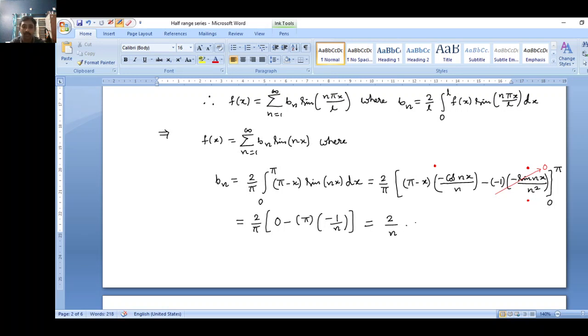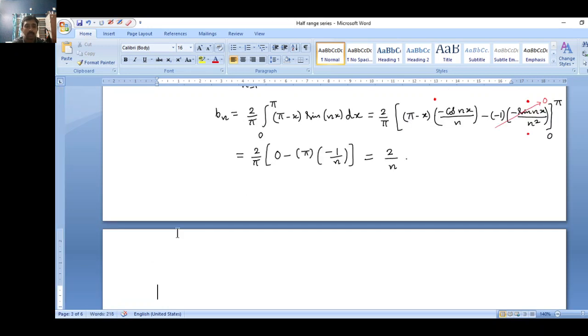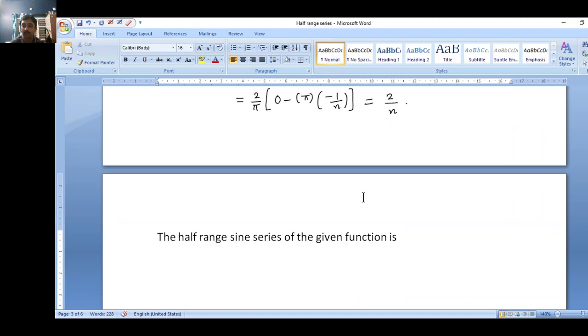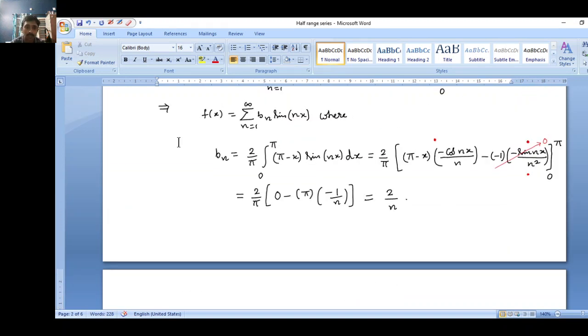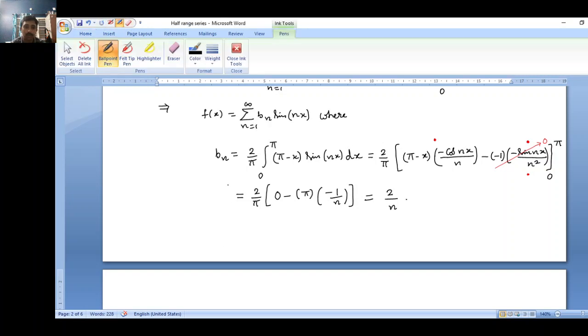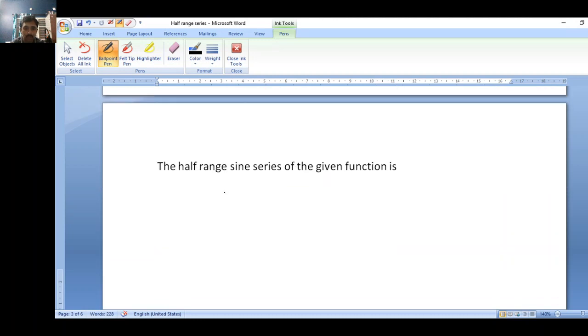Correct? So this is what is Bn, and once we have got the Bn, we would simply conclude that the half range sine series of the given function is, what will this be? As we have written here, f of x is simply sigma bn sin nx. So accordingly, now this will turn out to be f of x, and because it's a single function, I can also replace it by the given function itself.